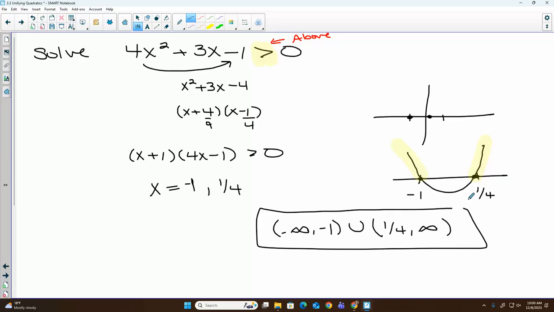All right. Are we okay with the inequalities? So what I want to do now is give you guys a page to practice.